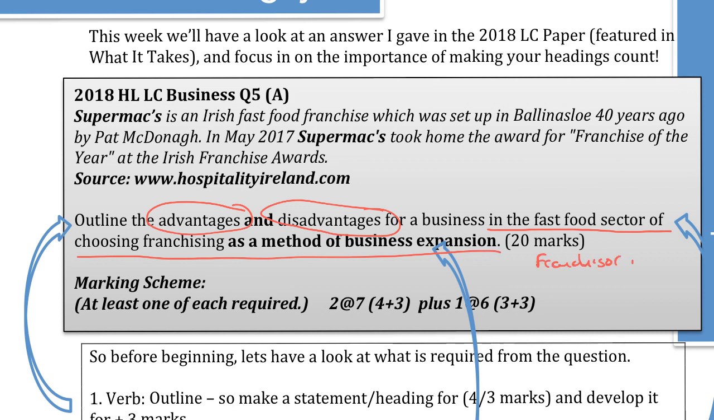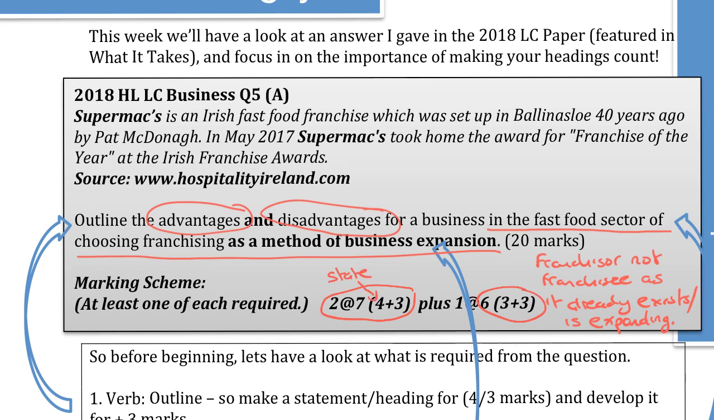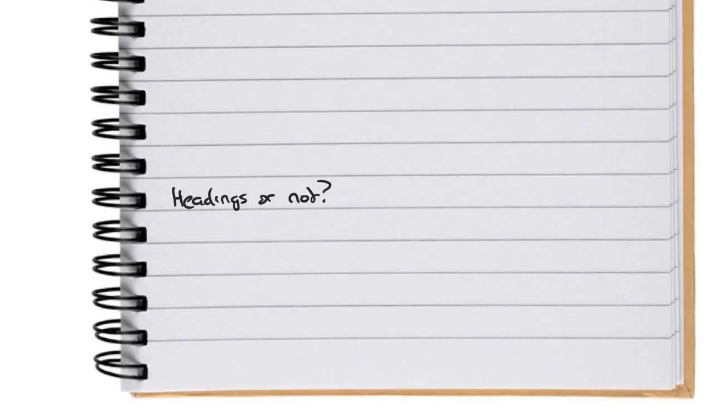First thing for context, it's talking about fast food choosing it to expand, so therefore to be the franchisor, not the franchisee, because it exists already, and that caught a good few people out in 2018. They gave it from the franchisee point of view and would have gotten nothing. When we look at questions like advantages, disadvantages, benefits, challenges, using a heading can be really important to pick up some quick marks. The marking scheme here is 4 marks for stating something and 3 for explaining it, because they brought it into 3 different points instead of 4 this year.